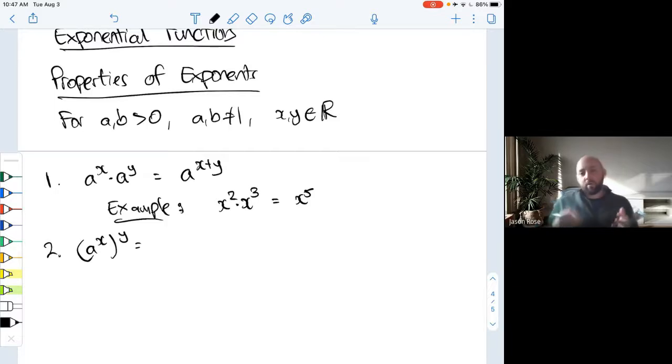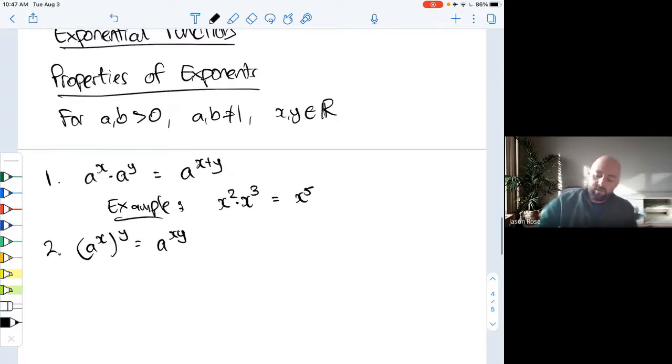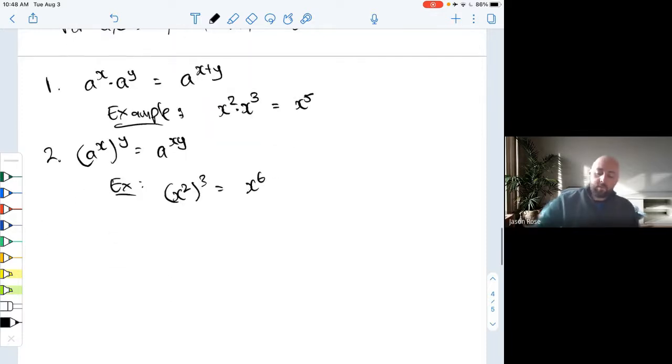If you have a to the power of x to the power of y, what do you do when you have a power of a power? You multiply the powers. For an example, if you have x squared cubed, I think most of you would tell me that is x to the power of 6, because it's a power of a power, so you multiply them.